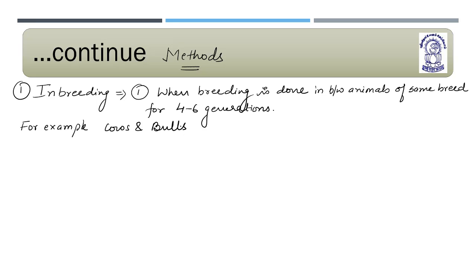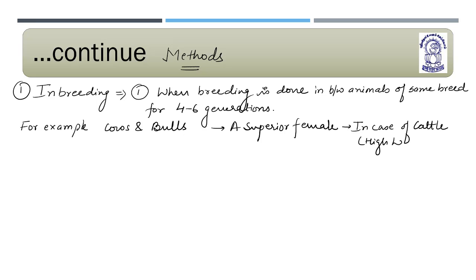So, to get a superior female and a superior male: a superior female in case of cattle has a high lactation period, and the superior male is the bull, which gives rise to a superior progeny as compared to those of other males.